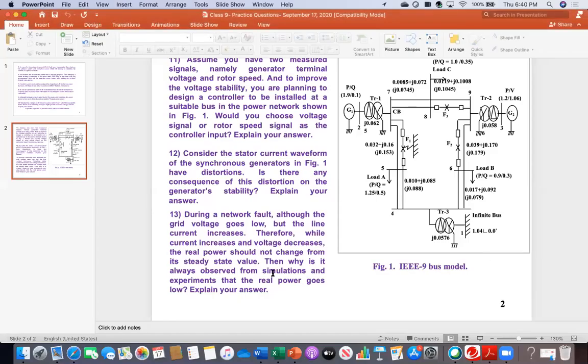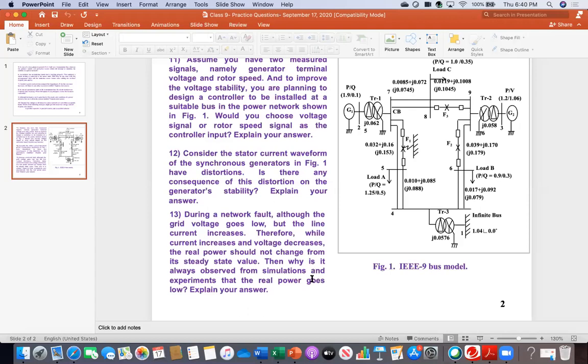That is the answer for this one. So we read once again. During a network fault, although the grid voltage goes low and the line current increases, therefore while current increases and voltage decreases, the real power should not change from its steady state value. Then why is it always observed from simulation and real experiments that the real power goes very low? Explain your answer. Because voltage goes very, very low, as compared to the increase of current, the decrease of voltage is much higher. So the multiplication takes you to a much lower value. Everybody, do you understand?